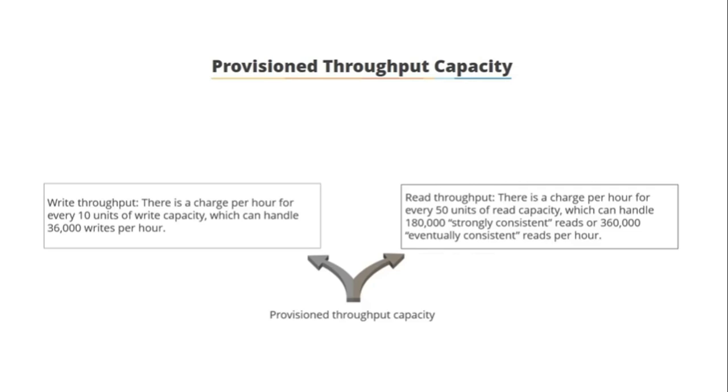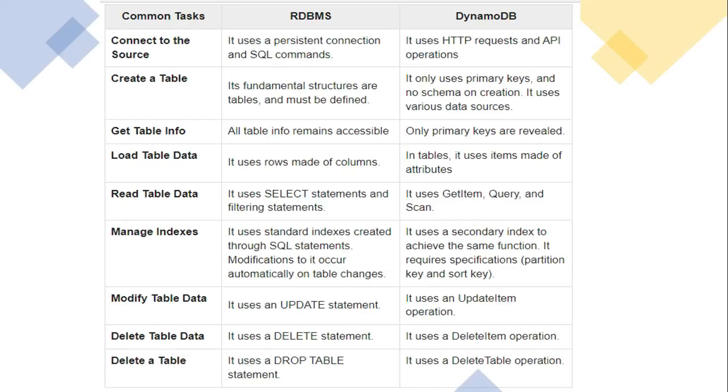throughput capacity is the standard capacity. This is also a frequently asked question. For the read throughput, there is a charge per hour, and every 50 units of read capacity can handle 180,000 strongly consistent reads or 360,000 eventually consistent reads per hour. This is all about the throughput, and this throughput capacity is known as provisioned throughput capacity.